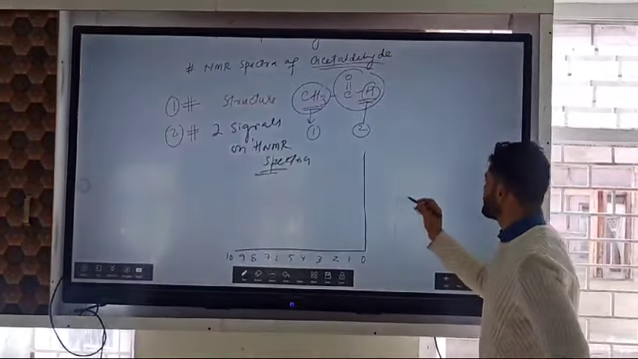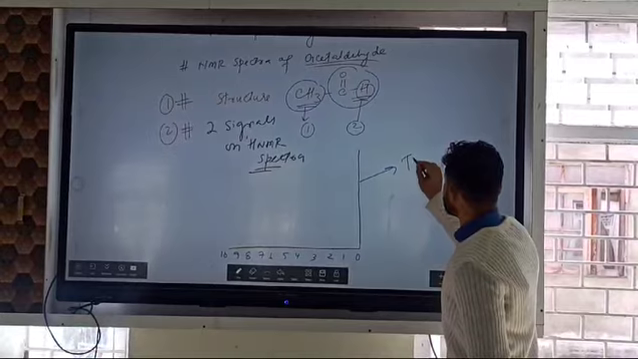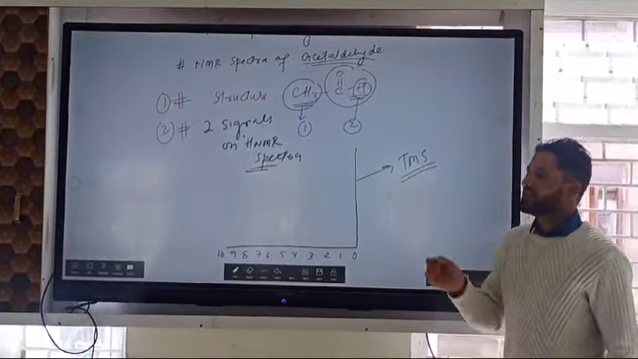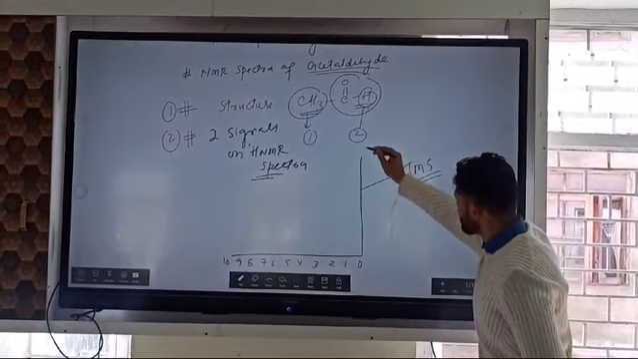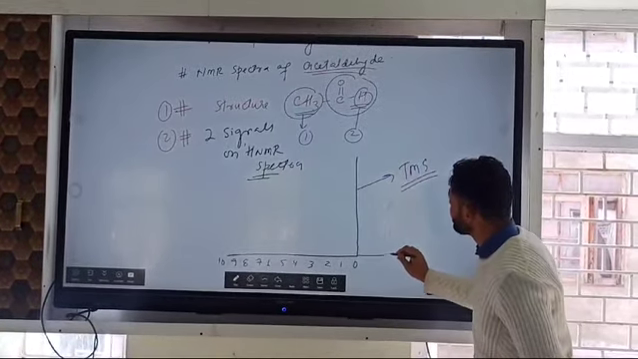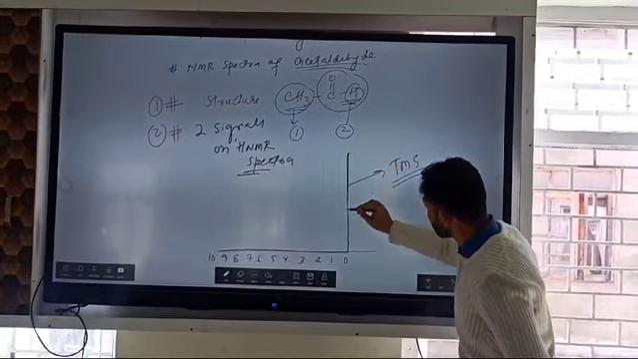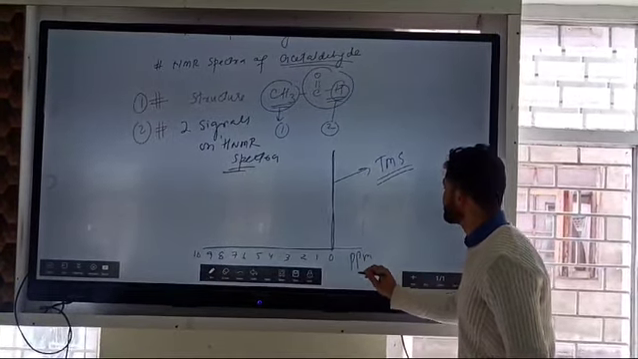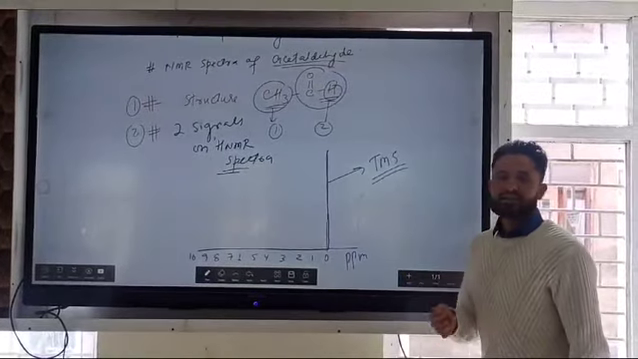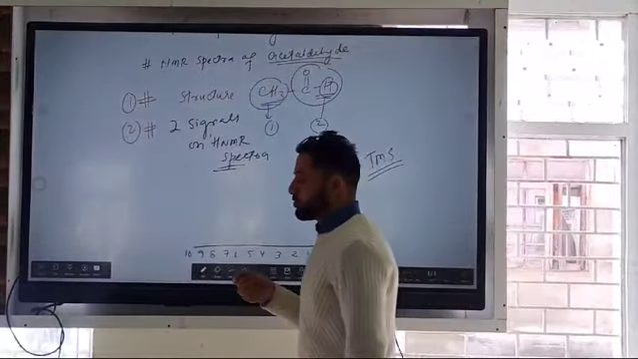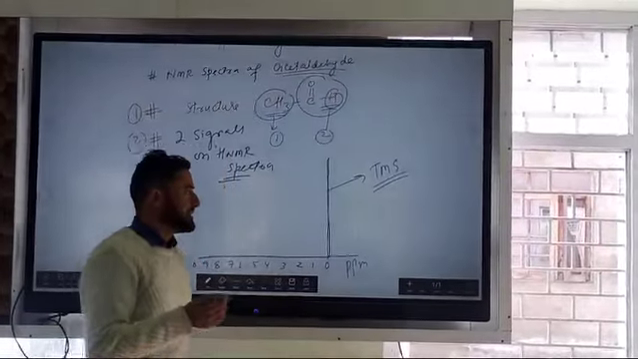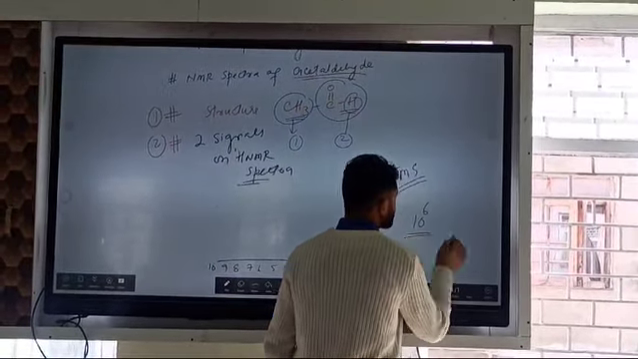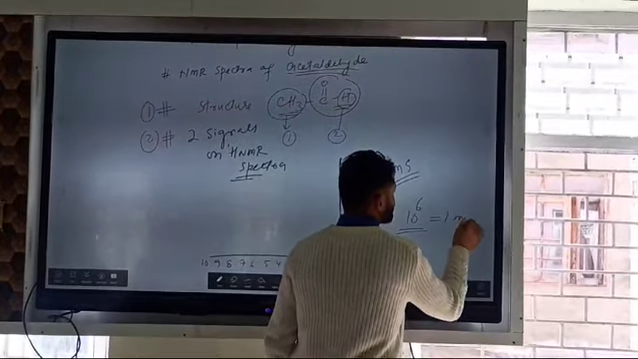Here, we are using TMS as the reference material. TMS is nothing but tetramethylsilane. Tetramethylsilane is used as a reference material, and its resonance peak is over here, at 0 ppm. ppm is nothing but parts per million. Yesterday, I told you what 1 million is. 1 million is 10 raised to power 6.